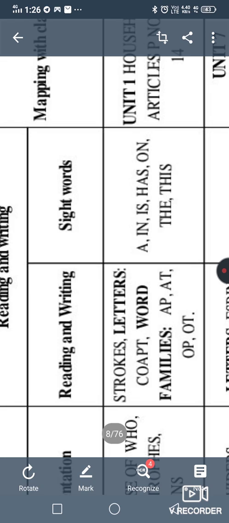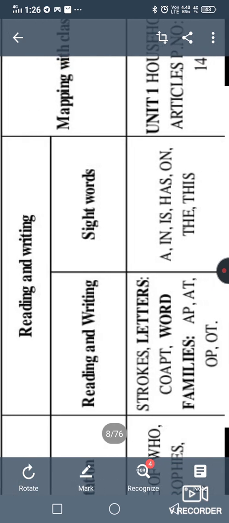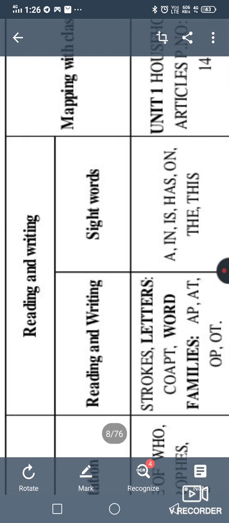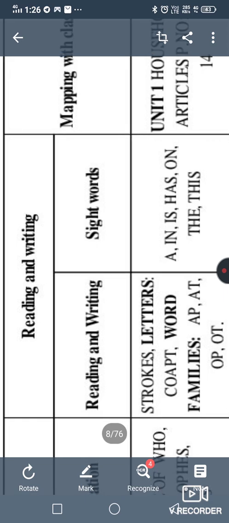And we have to use another segment, that is sight words. Sight words means common words or more frequently repeated words, most observed words are called sight words. For example, in this milestone 1, the sight words are a, in, is, has, on, the, this. These are sight words, that is common words, most frequently used words, most observed words.